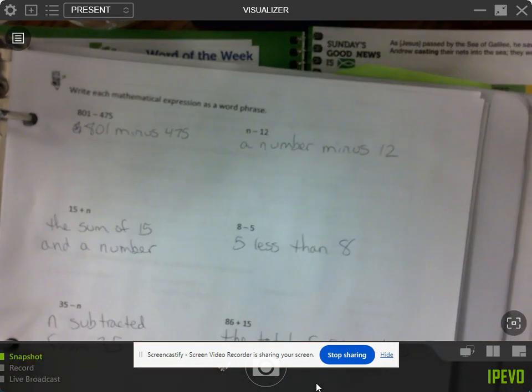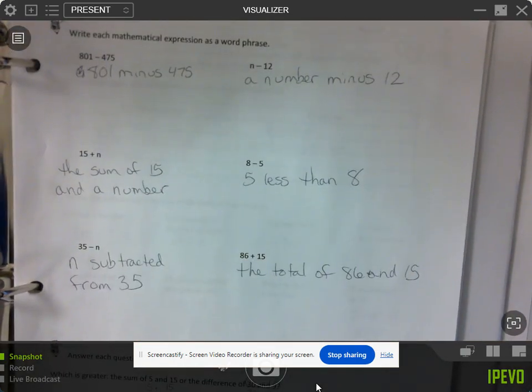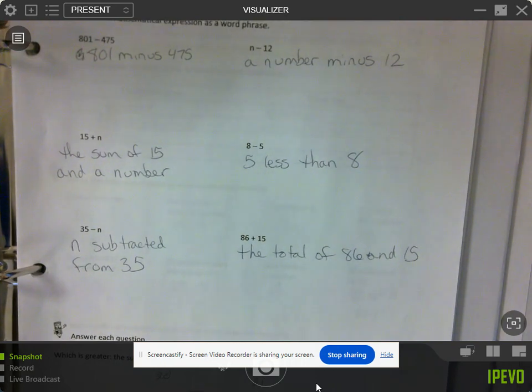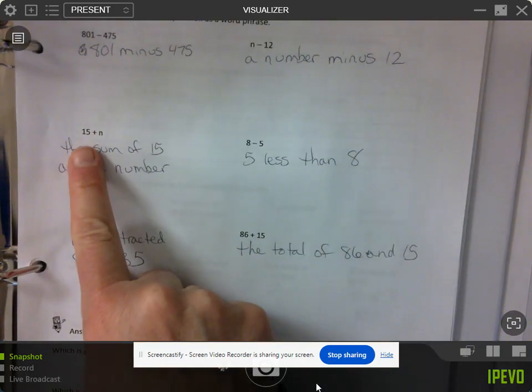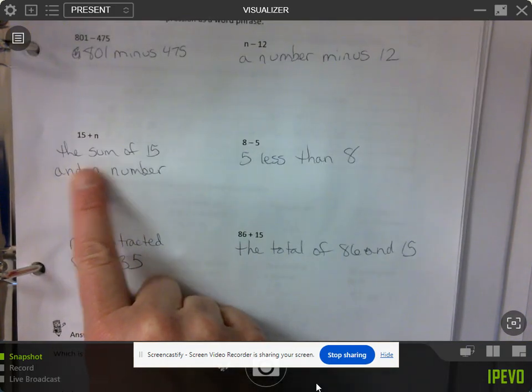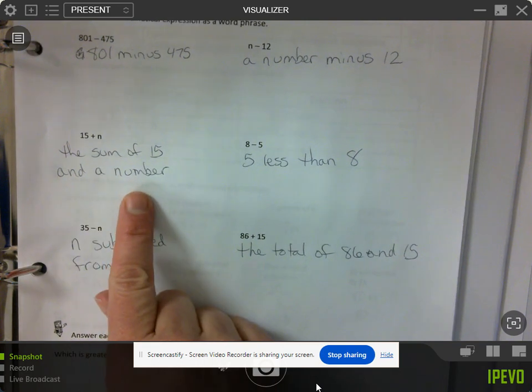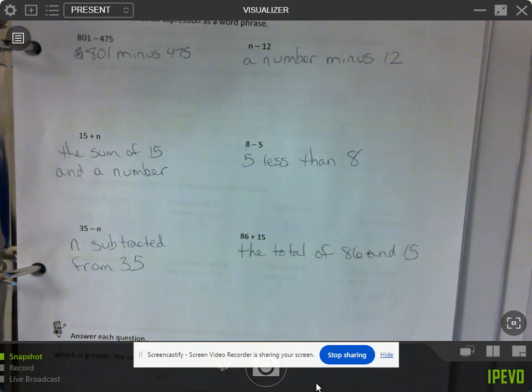Second page, we're putting them into words. You might have used a different word phrase than what I used. So if you want to make sure that your word phrase works, you can raise your hand to ask. So 15 plus n could be the sum of 15 and a number. Did somebody else write something different? Zelda: The total of 15 and a number. Melanie: 15 more than a number.